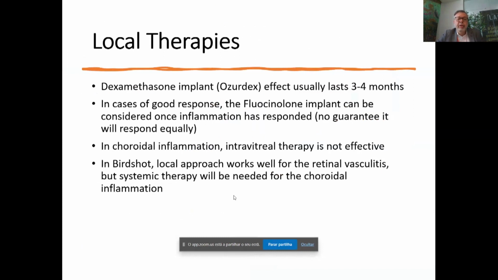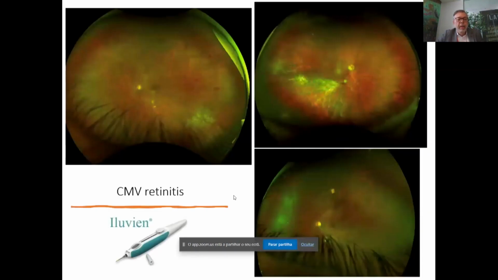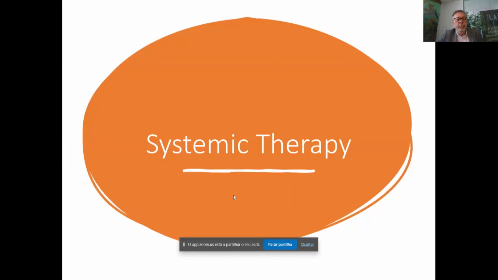And remember that the dexamethasone implant does not last very long, 3-4 months. It's not 6 months as originally thought. In case of good responses, you could consider the use of fluocinolone acetonide, keeping in mind that you cannot promise the patient that the response to one will equal the response to the other. There are different steroids, different release rates. I do not think that local therapy has a role in primarily choroidal inflammation, and I think it can be used as an adjunct alongside systemic therapy in some patients, such as birdshot. Just a reminder also that long-acting local therapies may result in complications such as CMV retinitis, so we need to be very mindful of these problems.